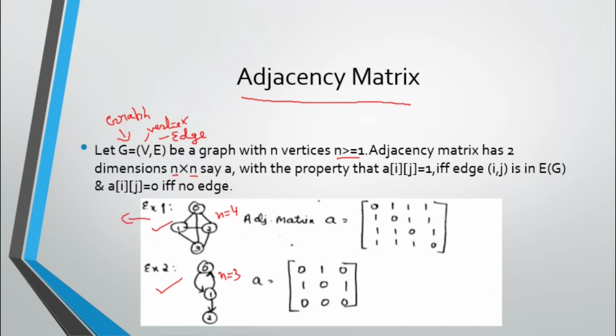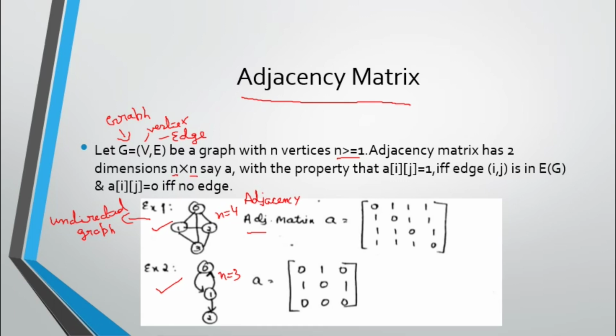Example 1 is for an undirected graph. This has four vertices 0, 1, 2, 3, so n is equal to 4. Here the edge (0, 1) is equal to (1, 0) because it is an undirected graph. So how can we represent this graph in matrix form? This is the adjacency matrix A.